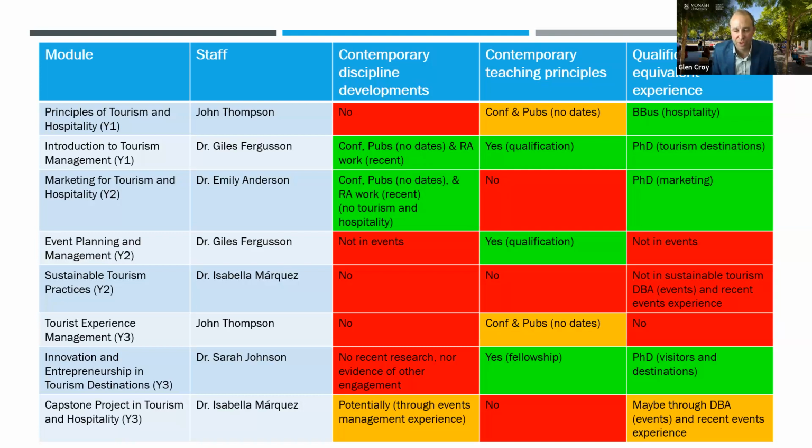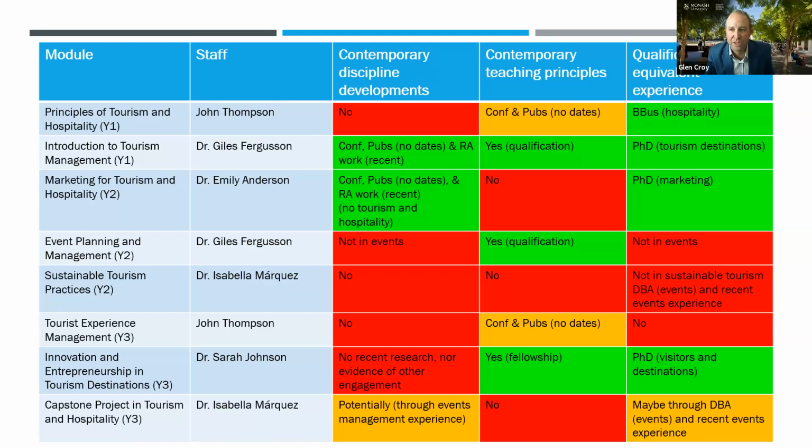For contemporary teaching principles, what we're looking for here is teaching and education. And particularly what we're looking for is not just experience in teaching, but those things that may give us indications. So here, for example, John has been engaged with conferences and publications on educational practice. We've got Sarah, who's got a fellowship in education, recognition of her practice, and we've got Giles with a qualification. So these here are good indicators of that engagement. It might be that Emily and Isabella have also engaged with training and education and the like. It's just that it's not on their CV, so we can't interpret it from there.